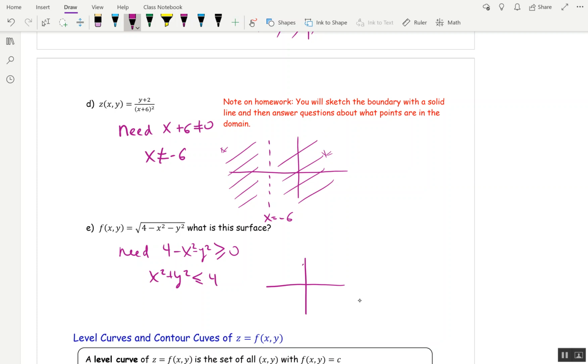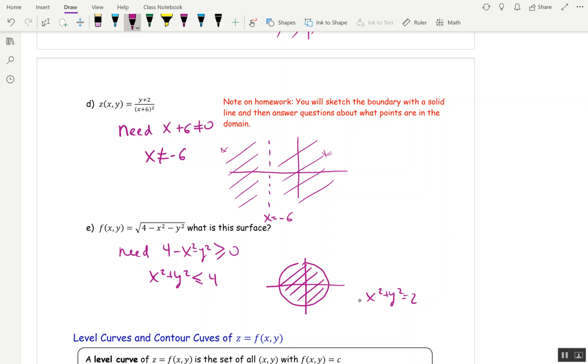And I'm going to use a solid line for once because those points are actually in the domain. The points on that circle aren't excluded. They're in the domain, and so are all the xy inside of the circle, because those are the points where x squared plus y squared is less than 4. So we want the boundary, which is equal to 4, and then all the points inside, which would be less than 4.